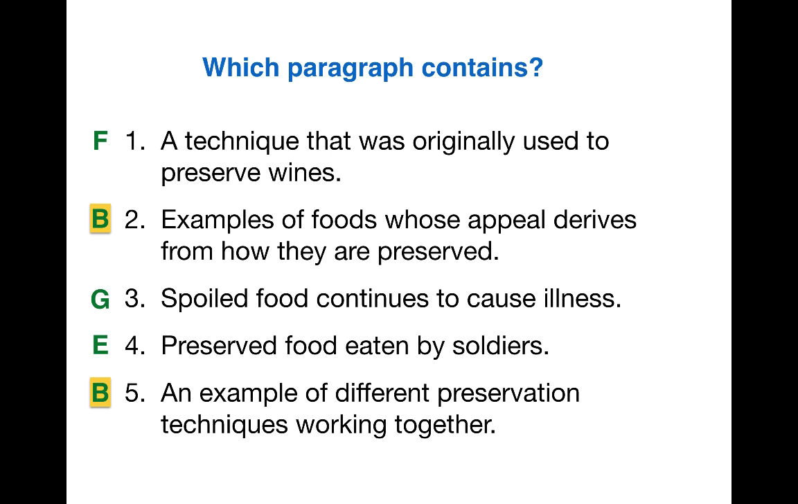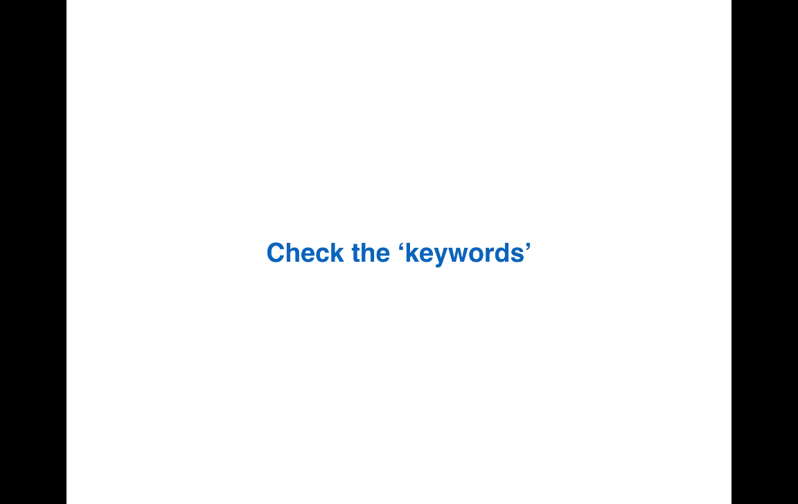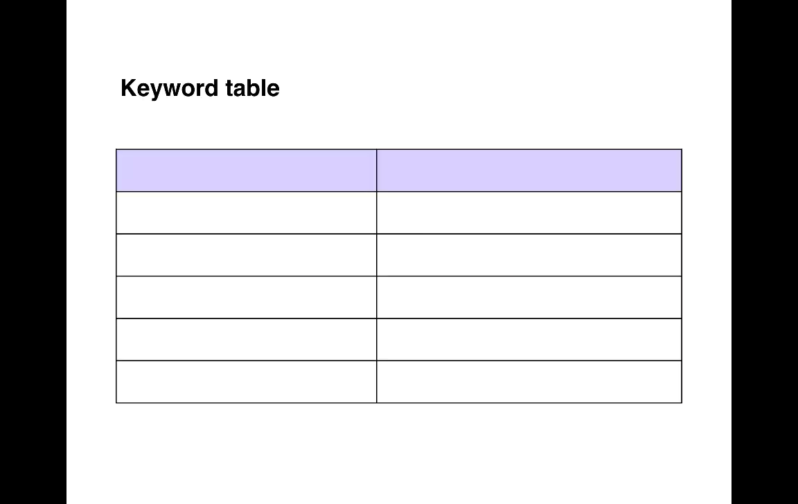Notice also that we haven't used paragraphs A, C or D for any of the answers. That's also another feature of this type of question, that you might not use all of the paragraphs shown in the text. If you were in an exam, that would be the end. You've finished the section, you've got all the answers. However, if you're practicing at home, I always recommend that there's one more thing you can do, and that's to check the keywords by making yourself a keyword table.